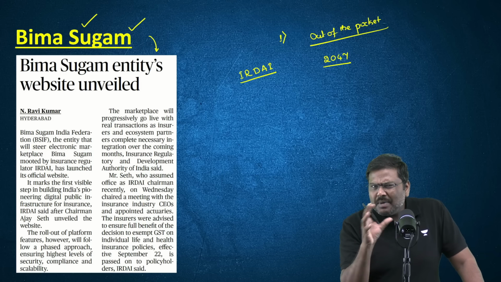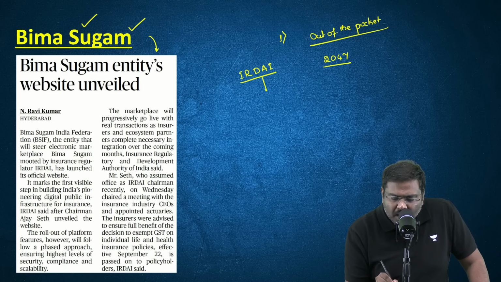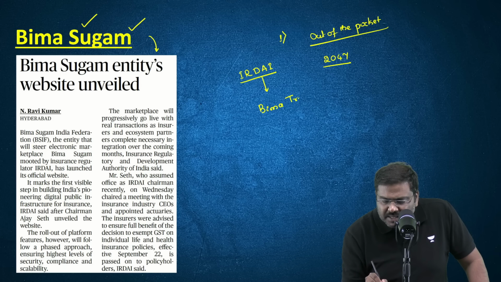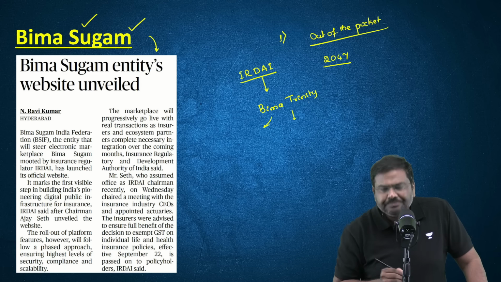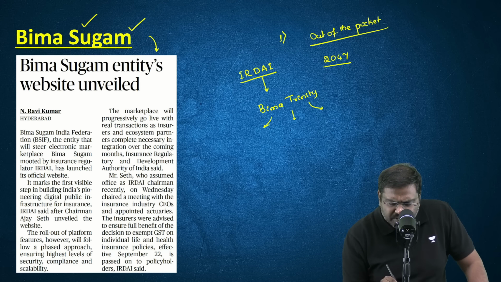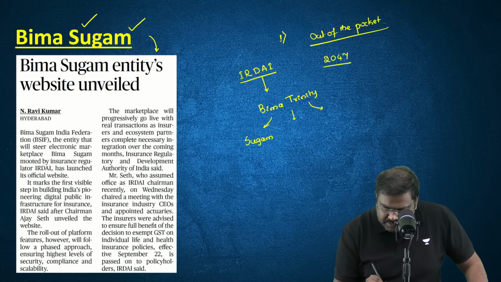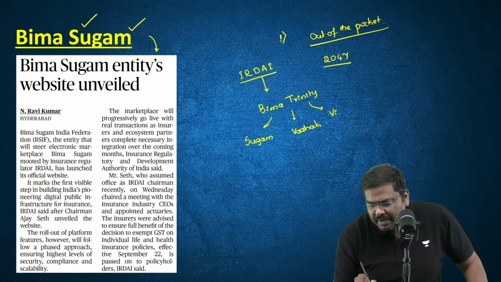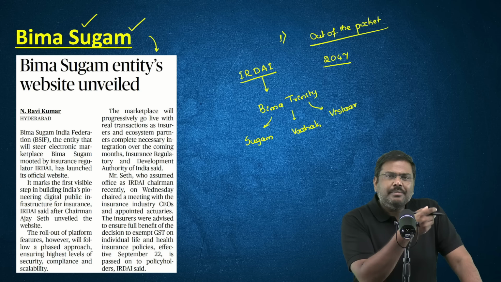But the idea of a Bima Sugam is part of Bima Trinity. Let me give you the basics here. The Bima Trinity basically consists of three very important aspects. The first one obviously has to be Bima Sugam. The second one is the Bima Vahak. And the third one is the Bima Vistar.